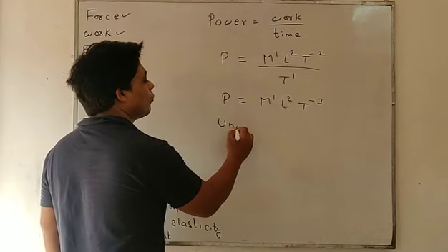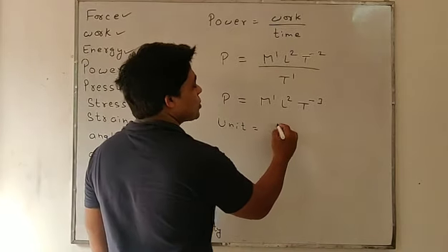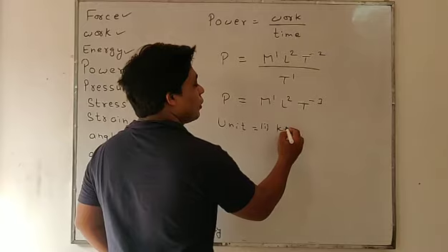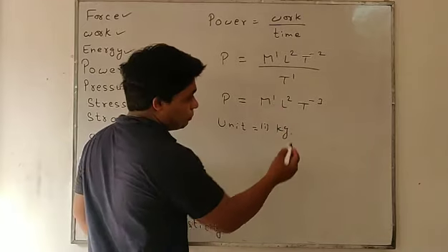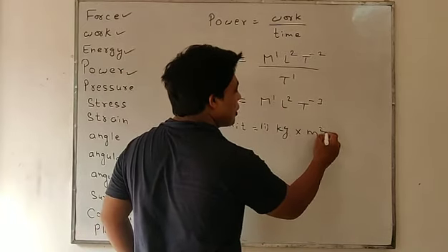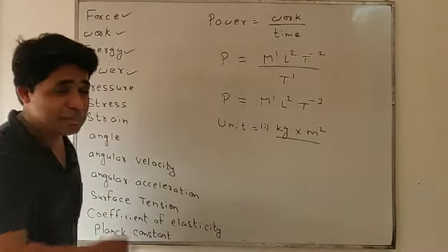Okay, now what will be its unit? For mass, we can use kilogram in the MKS system. Length in meter, they become meter square. Okay, and time in second.